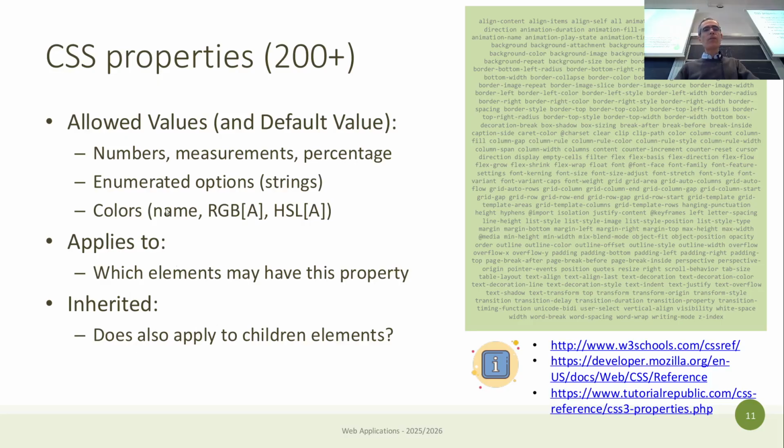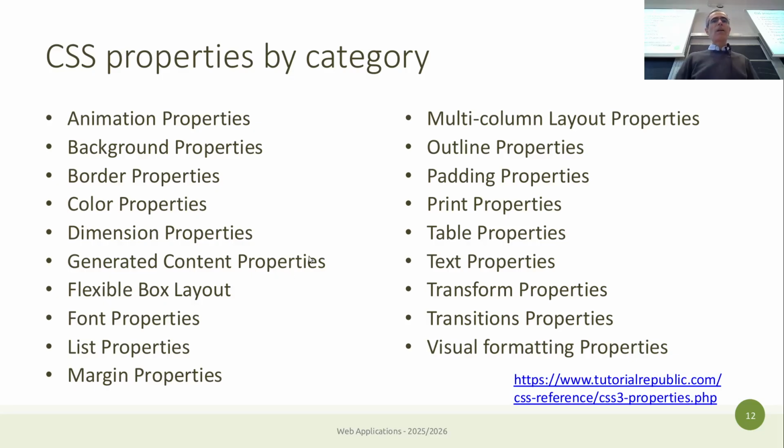Okay, and for each property, the specification says whether it is inherited along the tree. Most of them are. And to which elements this can apply, okay? So there are rules that cannot be applied to certain elements because it doesn't make sense. Border radius, maybe there is no border, okay? And so on. So, categories.